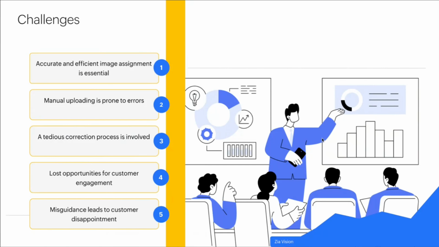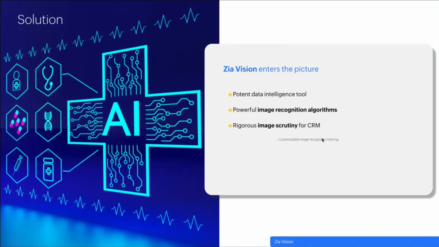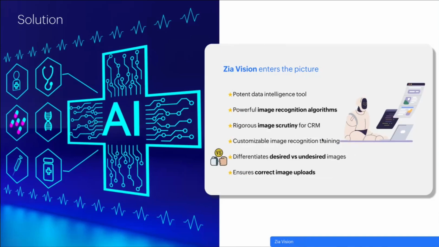This is where Zia Vision comes into play. Zia Vision is a potent data intelligence tool with powerful algorithms designed to scrutinize the images you upload to your CRM. It ensures that the images are perfect and maintains accord with what's required.